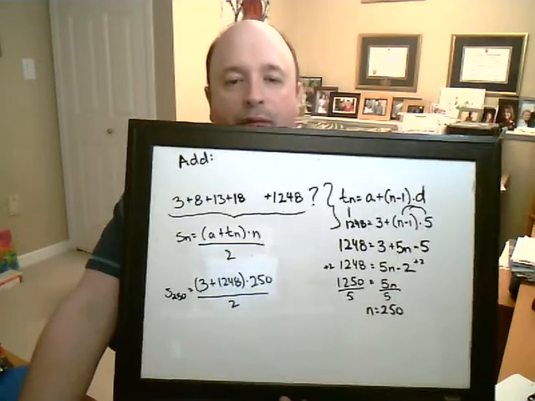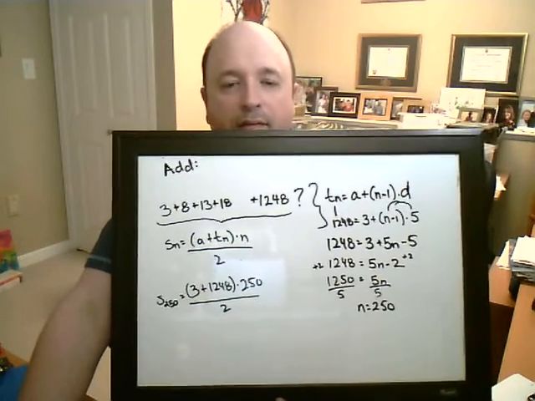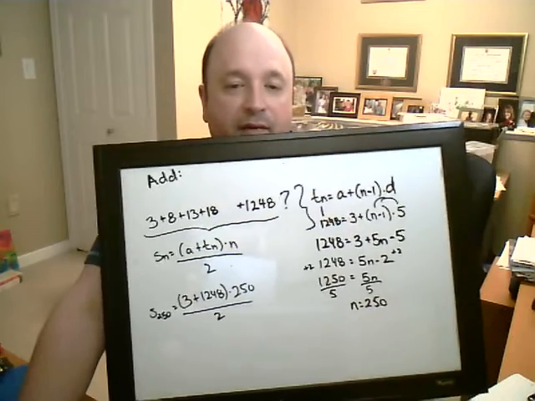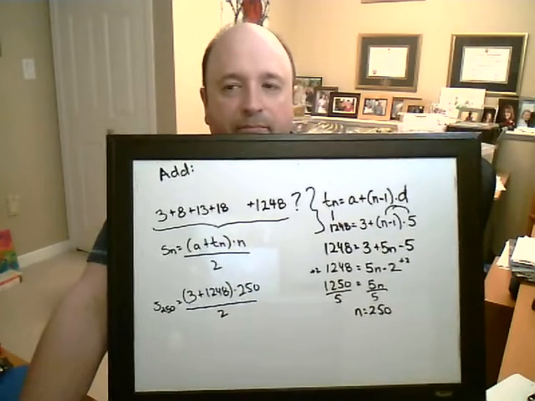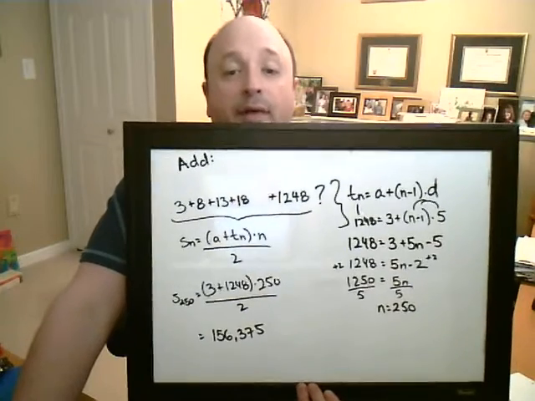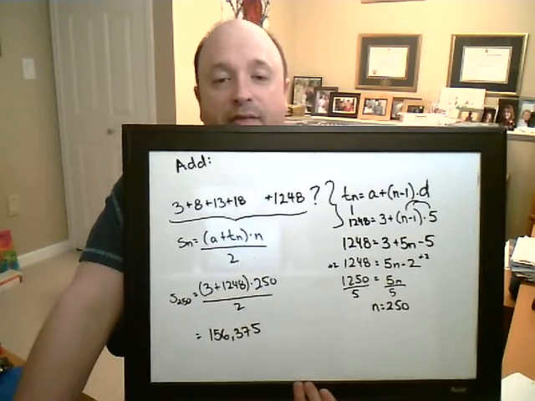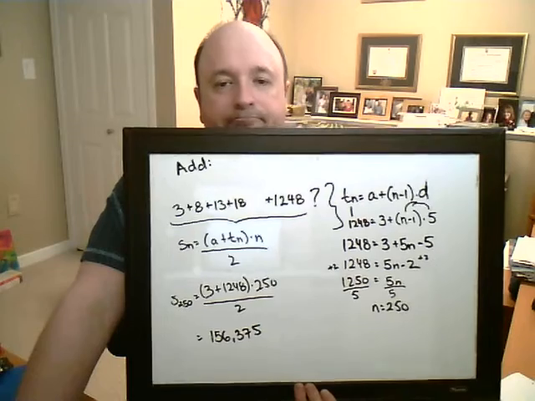I plug them into the formula, and there they are. Now I have to calculate it out. So, proper order of operations, and away we go. Let's calculate it. There's my number down there, 156,375.